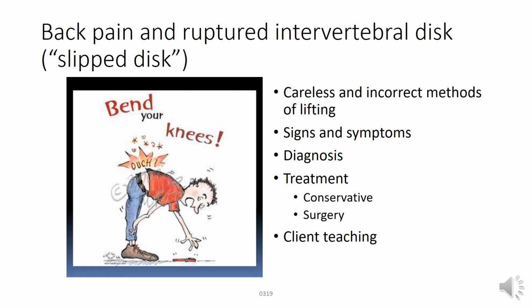Next, we'll be discussing back pain and ruptured intervertebral discs, often called slip discs. This can be caused by careless and incorrect methods of lifting. Signs and symptoms include lumbar herniated discs that may cause pain that radiates down the sciatic nerve into the buttock and below the knee. There may also be muscle weakness or paresthesia. Muscle tightening and spasms to the area of injury are often common. And diagnosis requires a thorough H&P, diagnostic radiographs, MRIs, or a CT scan.